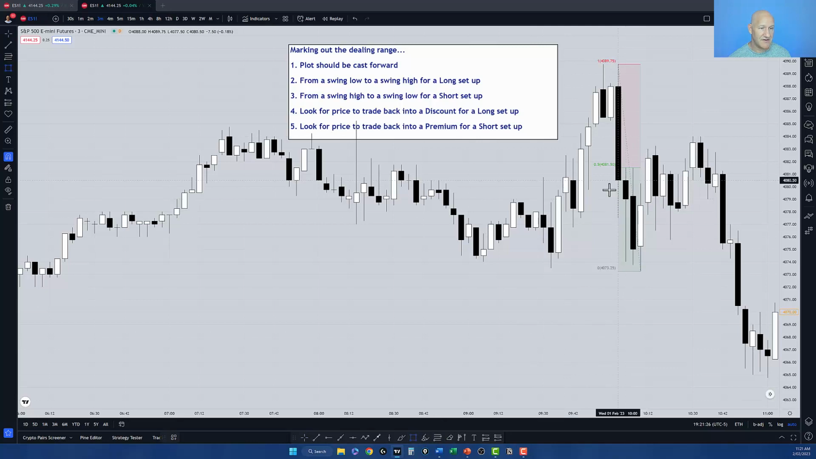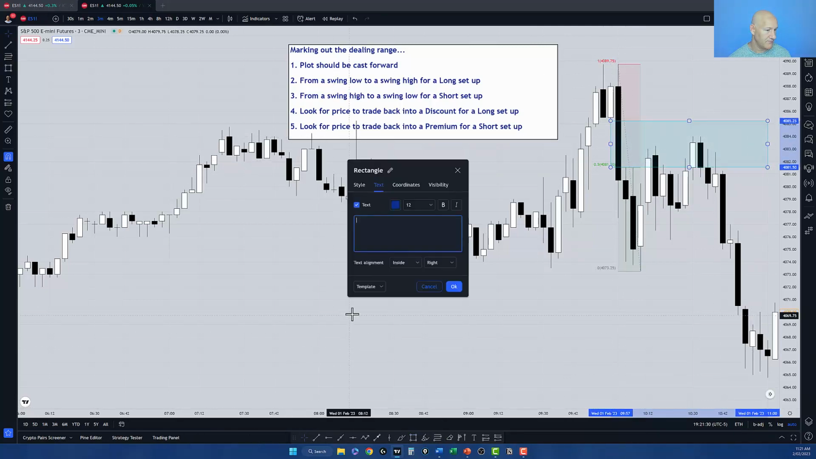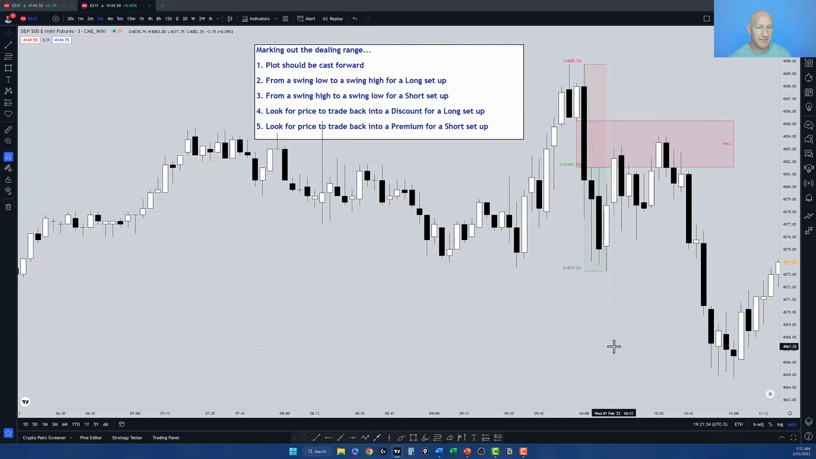Now if I mark this out, this is obviously a bearish fair value gap. You can see the market trades back up into that, does it actually twice before then trading lower. So you can see price comes back up above that equilibrium level, so above 50% and into our premium part of the array.